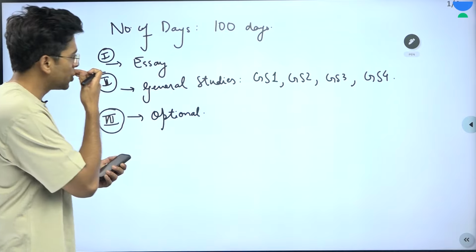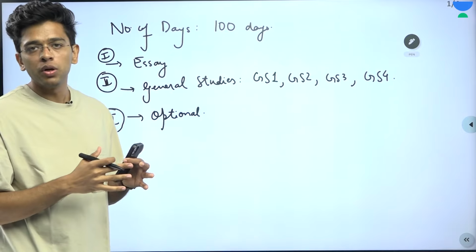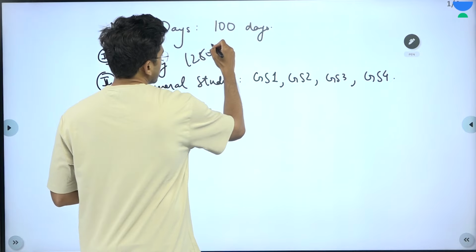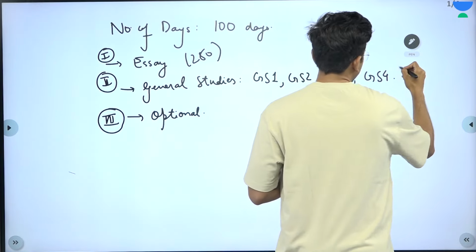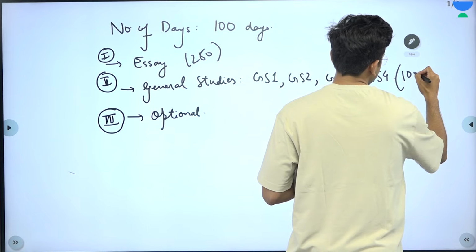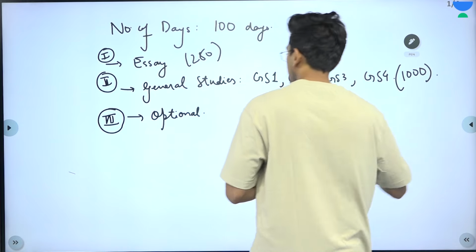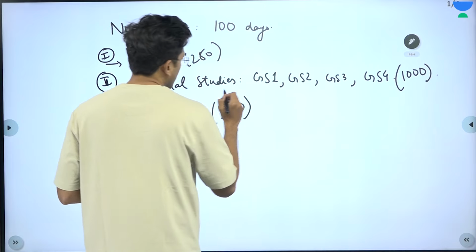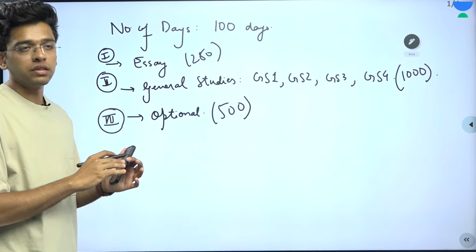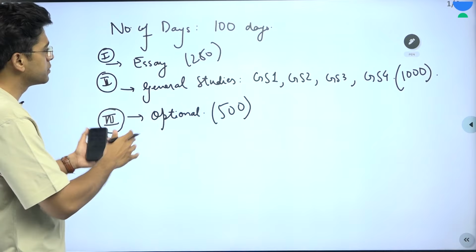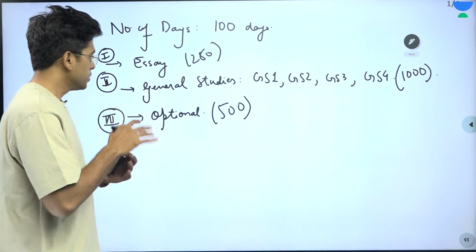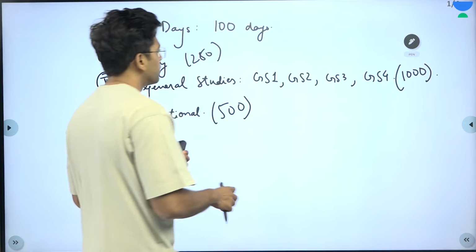As we all know, almost all of these blocks are equally important. This block is of 250 marks. This block is of 250 into 4, 1000 marks. And this block is of 500 marks. How well you perform in these 3 blocks in mains will decide largely your rank in this exam. So let us plan your time well.